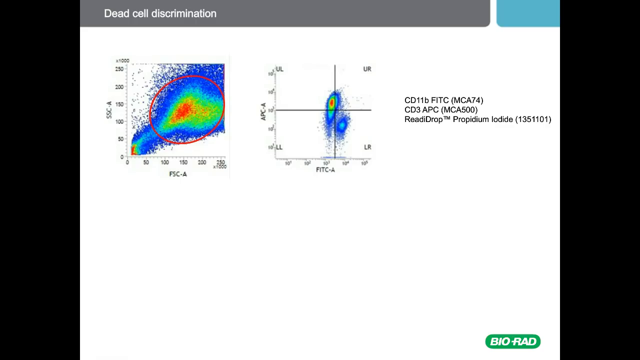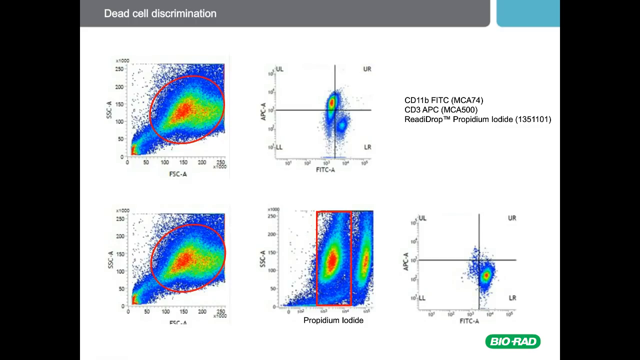When we add propidium iodide to the stain, we can observe a live and dead population based on the level of PI fluorescence. The dead cells can now be excluded from the analysis and the fluorescence dot plot re-examined. After dead cell discrimination, the CD3 positive T cell population disappears, leaving just the expected myeloid CD11b positive stained cells.